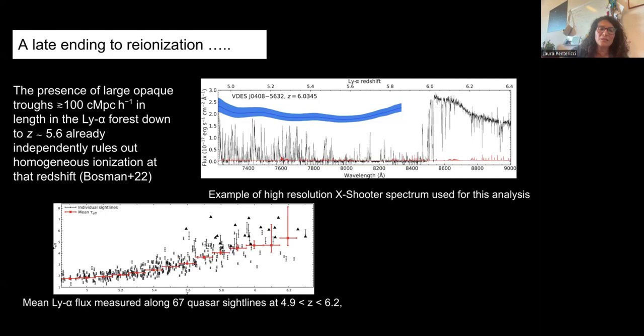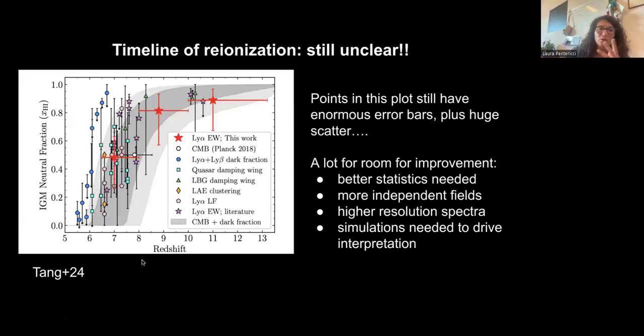Again, there is large scatter between lines of sight. So going back to our timeline of ionization, I go back to my previous slides, which say that the timeline of ionization is still unclear. So we have lots of points. I showed you that there are lots of different methods, different techniques to put points in this plot. But things don't always agree with each other. There's still a lot of room for improvement.